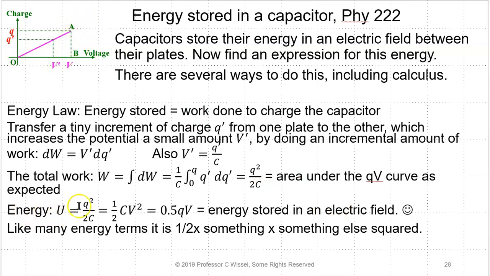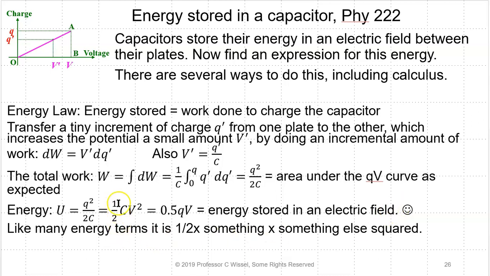The energy U equals Q squared over 2C equals 1/2 CV squared equals 1/2 QV. That's taking various formulas and plugging them into each other. This is the energy stored in the electric field. And it's the energy stored in any electric field, by the way.